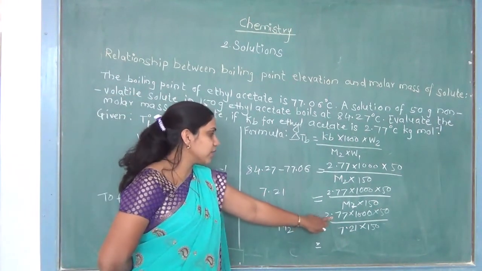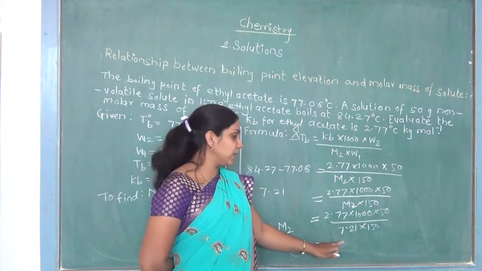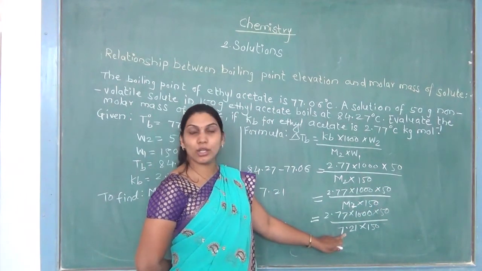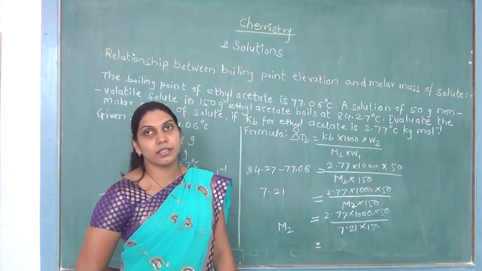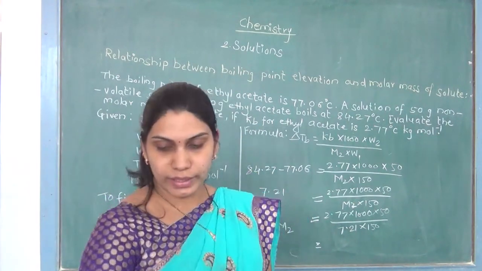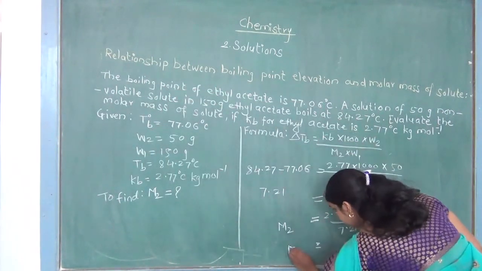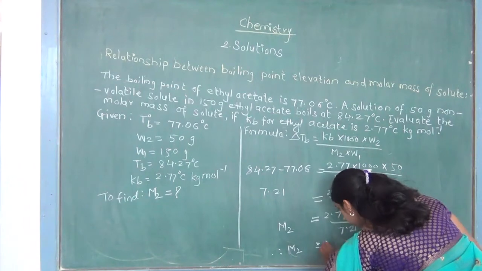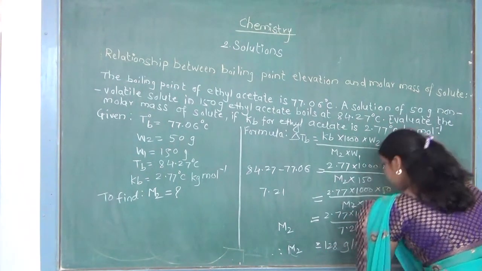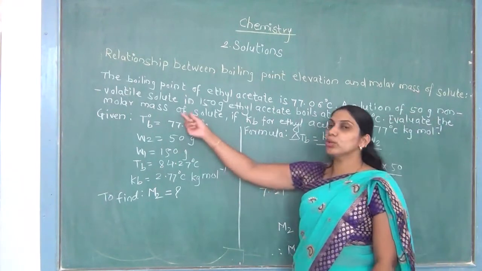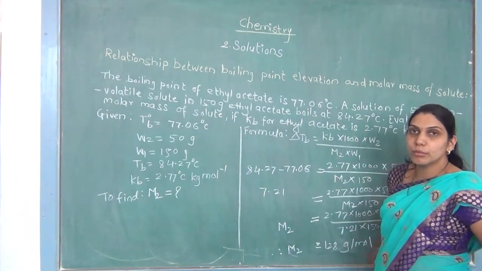Multiply 2.77 by 1000 by 50, and the whole answer must be divided by the product of 7.21 and 150. So the final answer that you get is 128 gram per mole. The answer for molar mass of solute is 128 gram per mole.